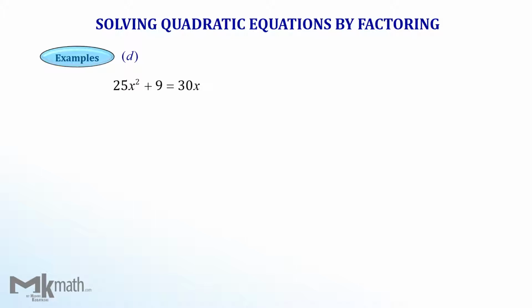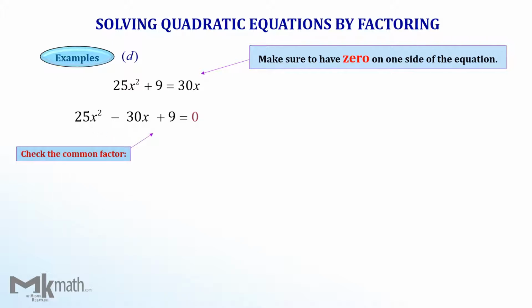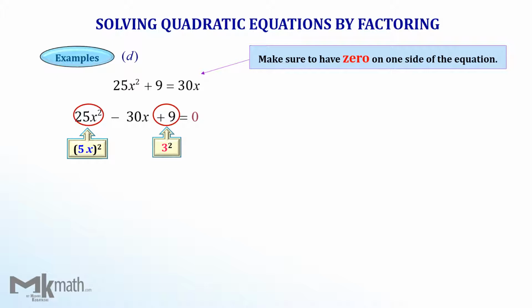Let's look at the last example, D. First, always make sure to have 0 on one side of the equation. Then check for common factors before applying the cross method. We do not see any common factors in each term. The expression most likely has the form of a perfect square trinomial since the first and the last terms have squared forms. The first term, 25x squared, is 5x squared, and the last term is 3 squared.